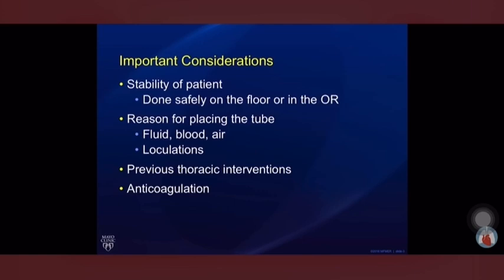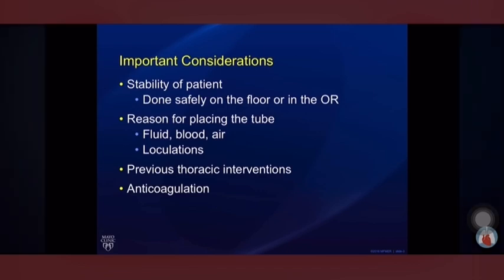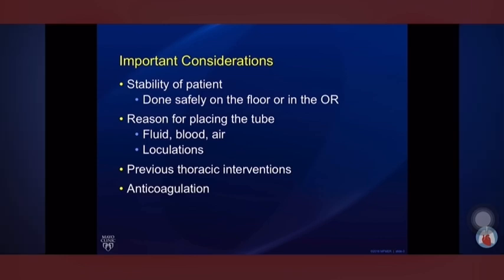Can the chest tube be done safely on the floor, or should it be done in the operating room? Is the tube being placed for air or fluid? For air, the tube should be directed apically. For fluid, the tube should be directed posteriorly. This can be posteroapical or basilar.